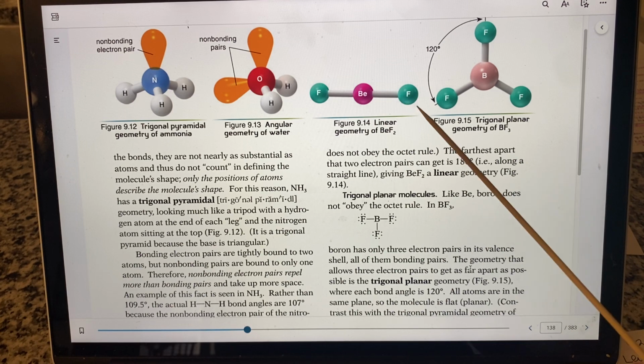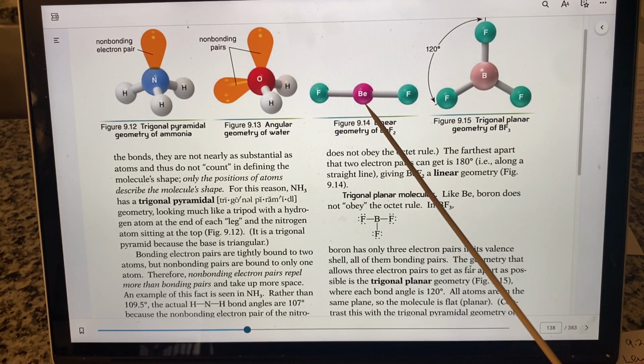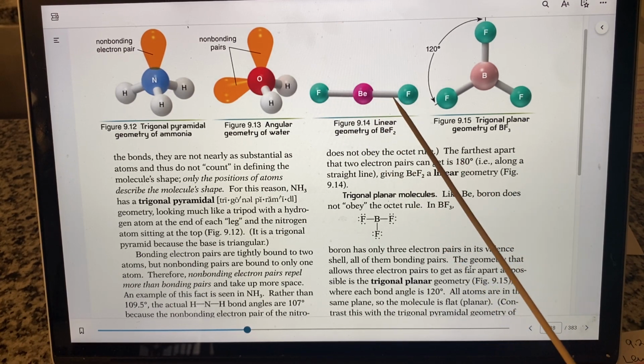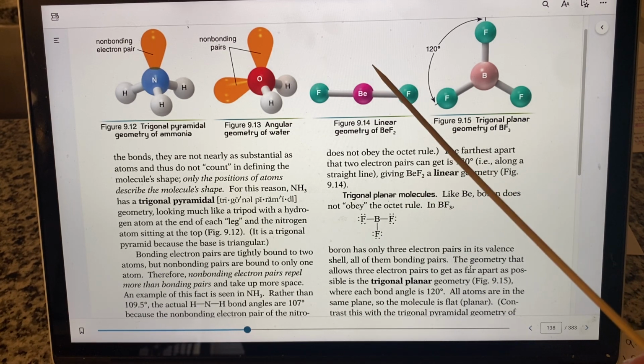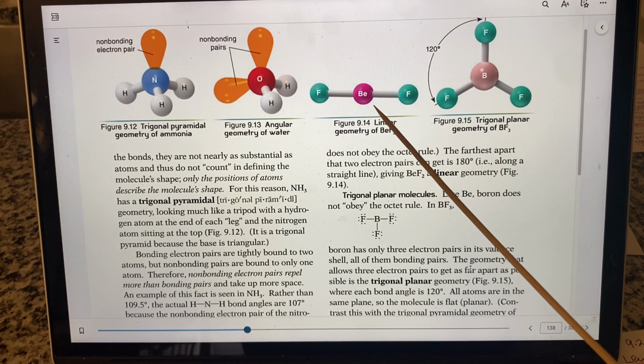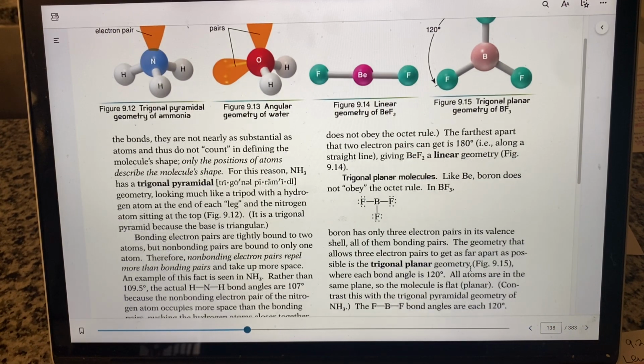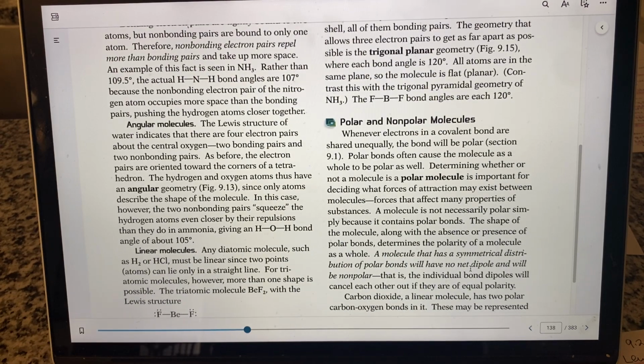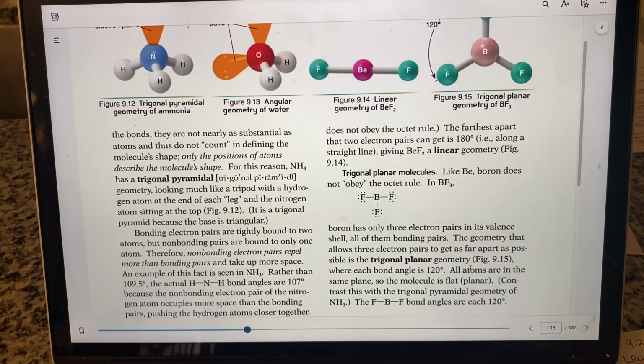A linear here is going to be the same way. Linear is going to be Be, and then it's going to be equal because it has no pairs that are just non-bonding pairs. They're all bonded up. I hope you get this. It's kind of a little bit confusing, but anyway, you need to know those shapes.